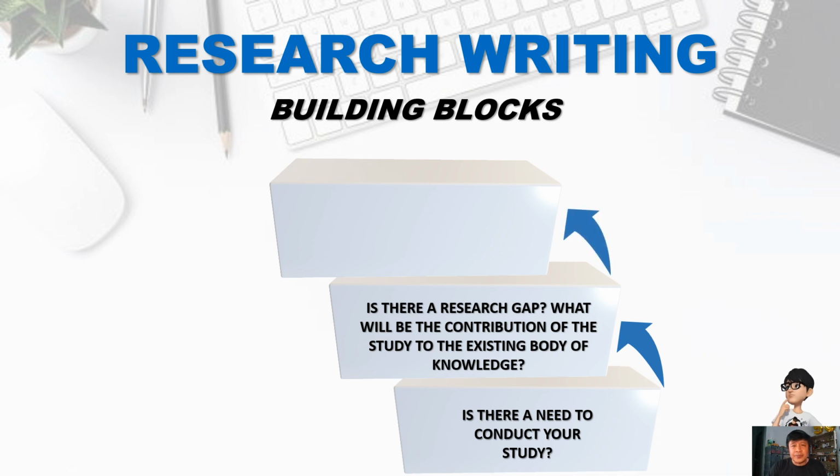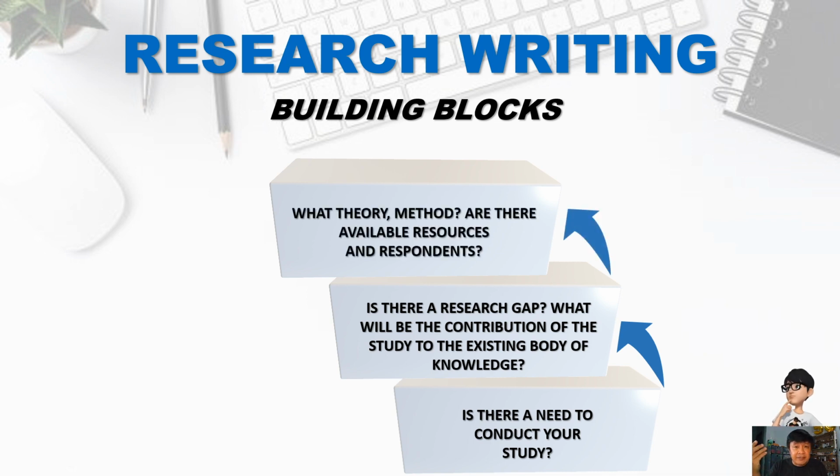Okay, the next question in our building block is, is there an available theory or method that you can use in order to support your study or your proposed research paper? Are there available resources and respondents aside from the theory and method that you are planning to use? So these are part of the planning phase. Again, make sure that there is a necessity and a need to do your research. The second is to identify a research gap or an area that has not yet been answered or addressed by any other research. Third is the availability of theories, methods, respondents, and other resources.